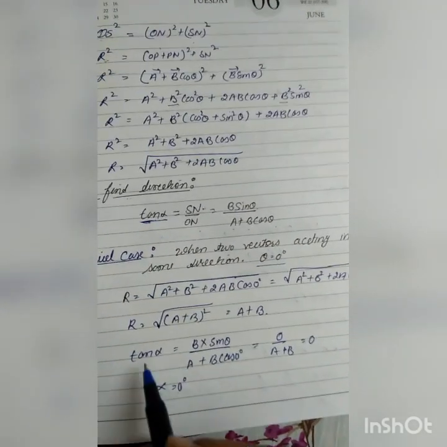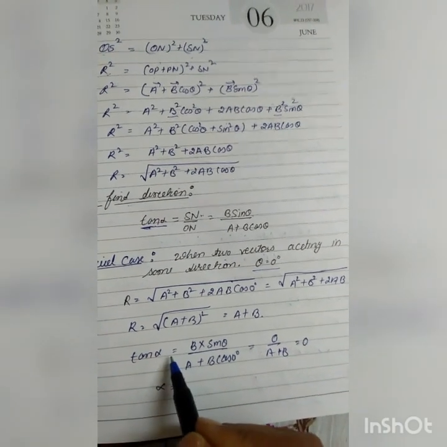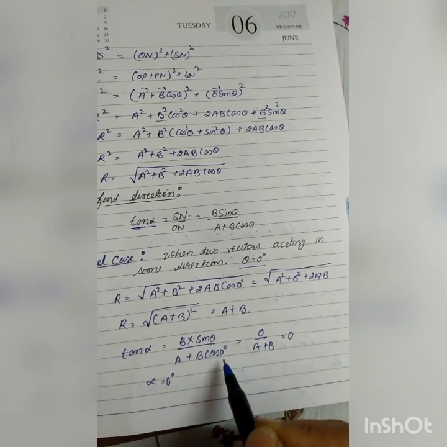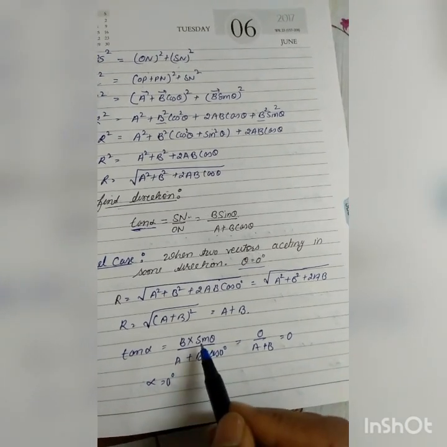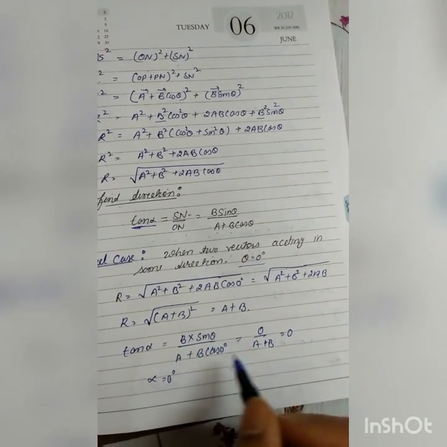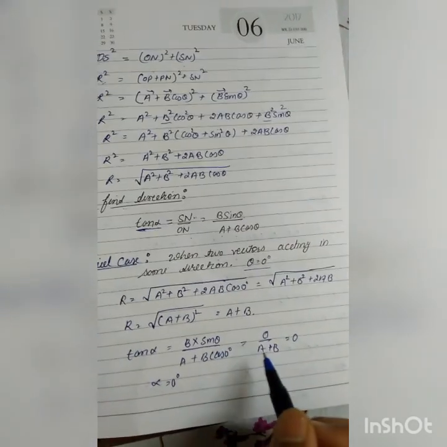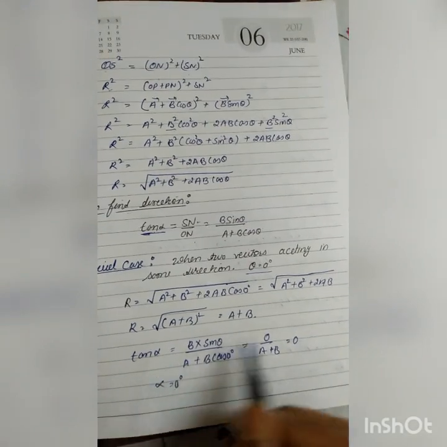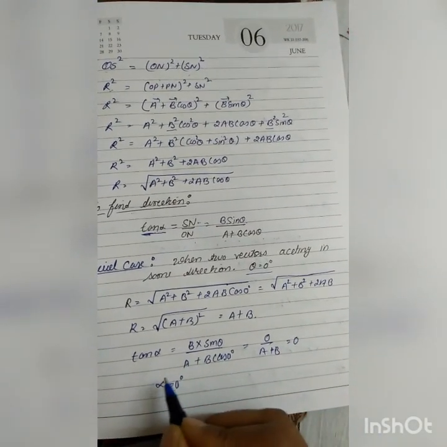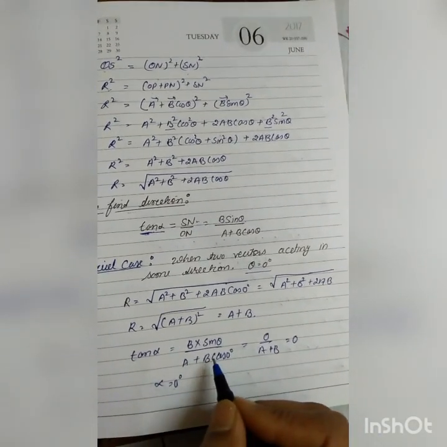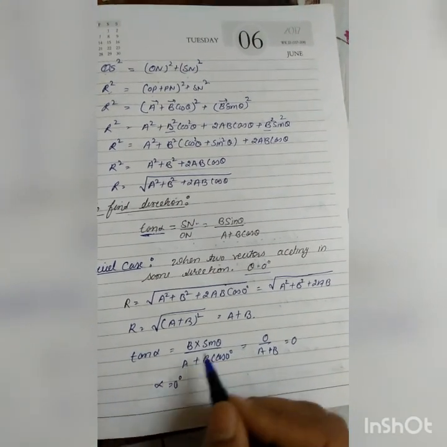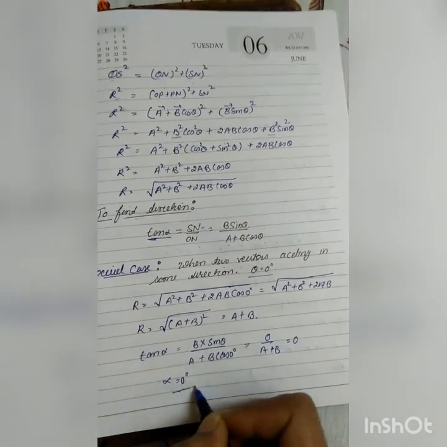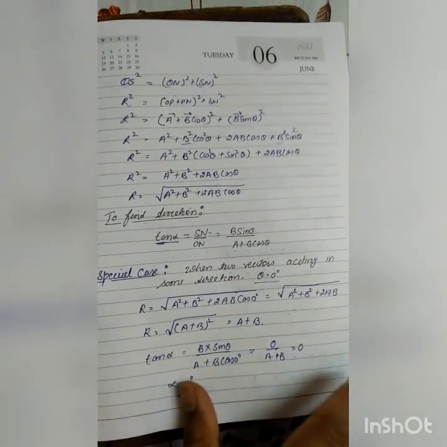Tangent of alpha is equal to B sin theta upon A plus B cos theta. Theta is 0 degrees, sin 0 is 0 and cos 0 is 1. We get 0 upon A plus B, which is equal to 0. Means tangent alpha is equal to 0. So alpha is equal to tangent inverse of 0. When is the value of tangent 0? It is 0 at 0 degree. So alpha is equal to 0 degree. Right?